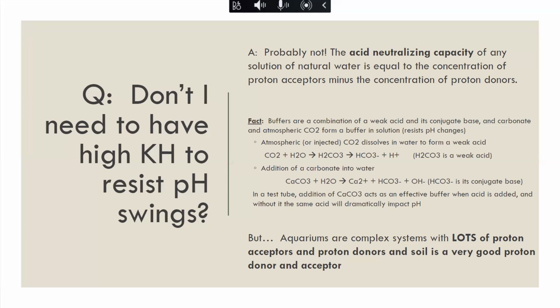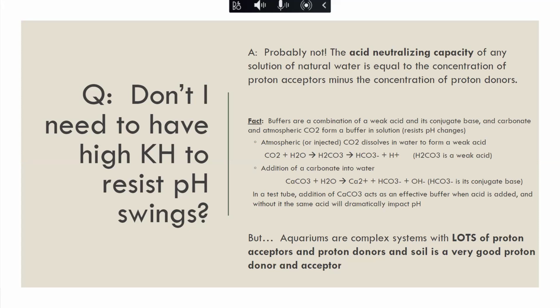Okay, so here's the controversial question. Don't I need to have high KH to resist pH swings, right? And I'll get into a little bit of detail on buffers and how high KH is working to resist swings in pH. But I'll give you a preview of the answer, right? The acid neutralizing capacity of any solution is equal to proton acceptors minus proton donors, right? So it's giving or taking these protons.